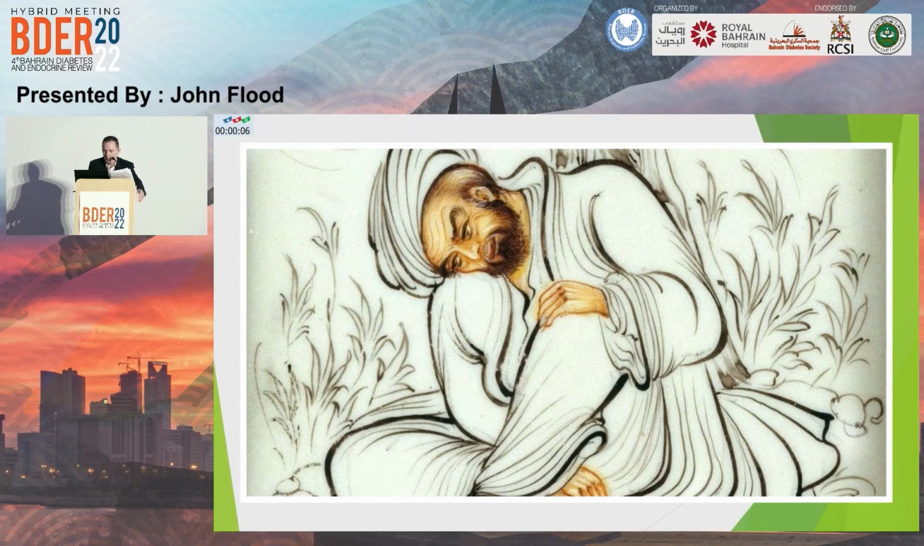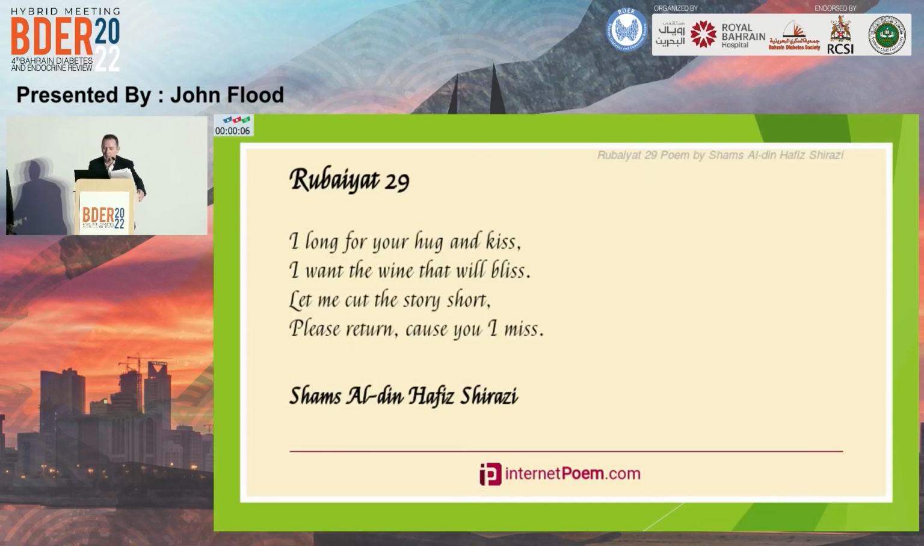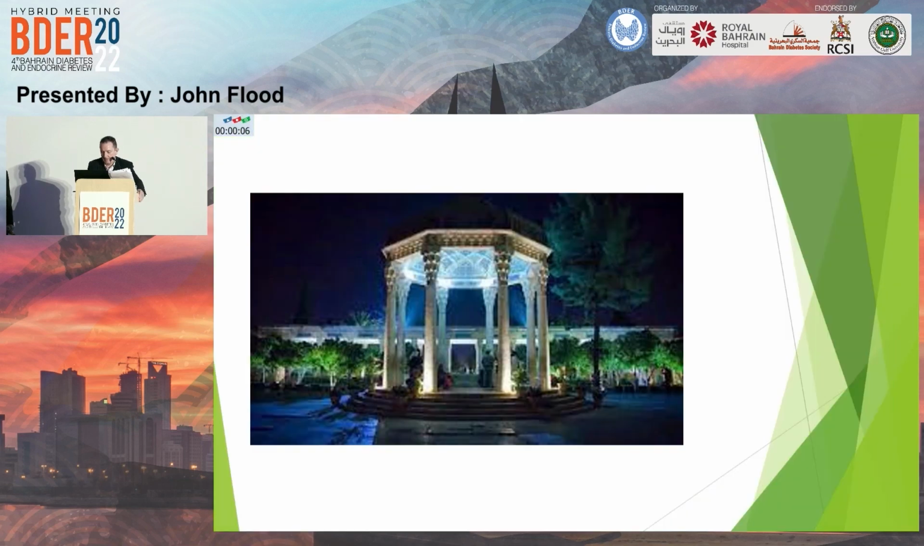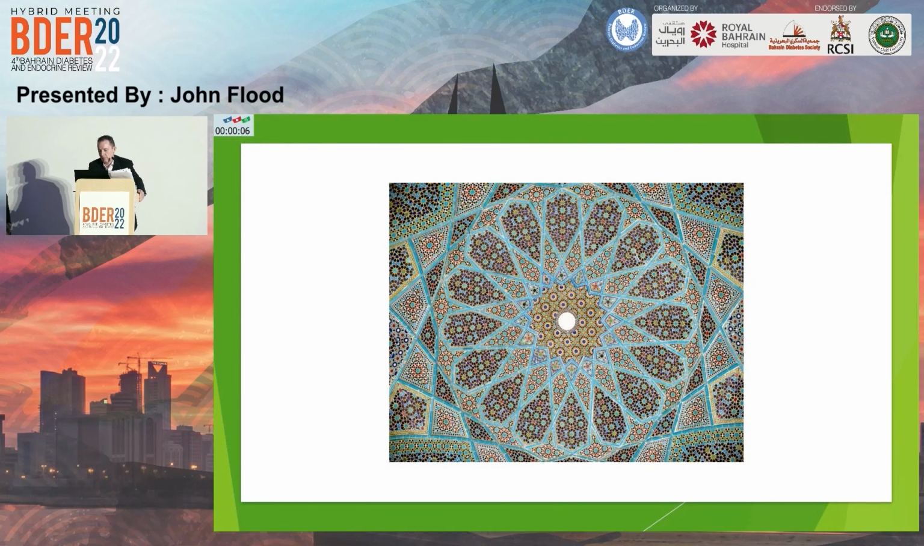I love his poetry. He's a Sufi poet from Shiraz in Iran, Persia, and his name is Hafiz. He was actually a baker's assistant, 12th century. Here, this is his poem, Rubaiyat 29. I long for your hug and kiss. I want the wine that will bliss. Let me cut the story short. Please return, 'cause you I miss. That's his mausoleum, and that's the roof.